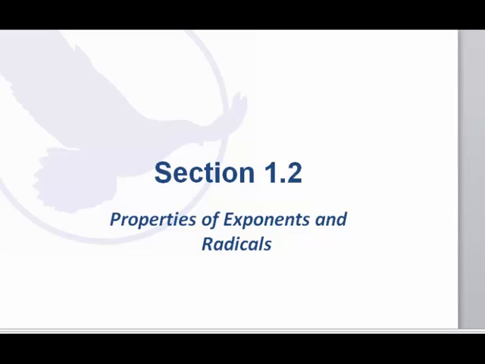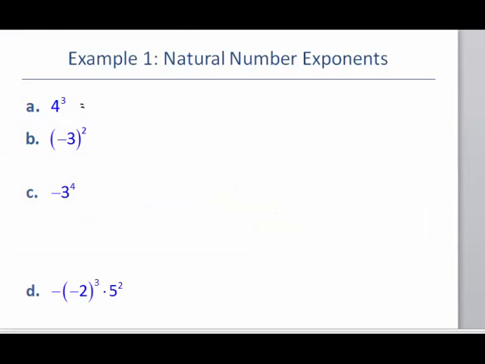In section 1.2, we will review properties of exponents and radicals. We will begin with some basic examples to remind ourselves of how to work problems. Our first example asks us to find 4 to the third power.